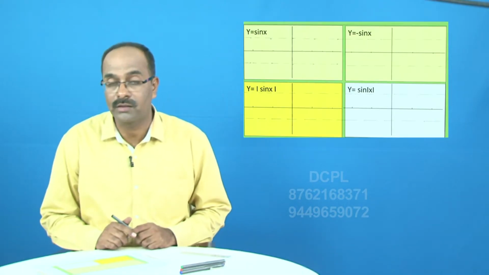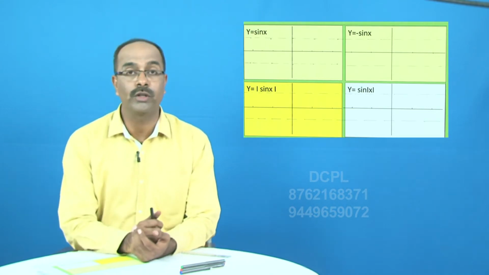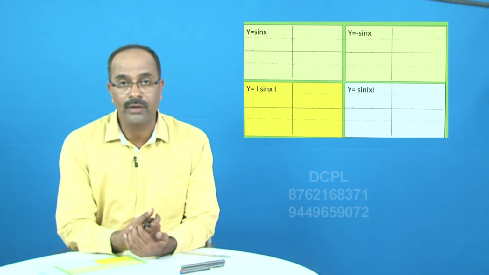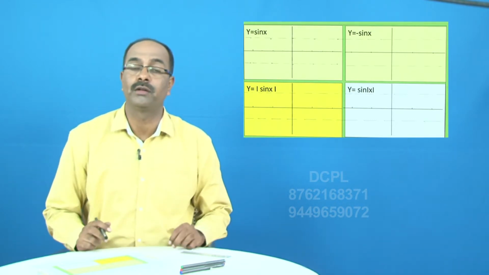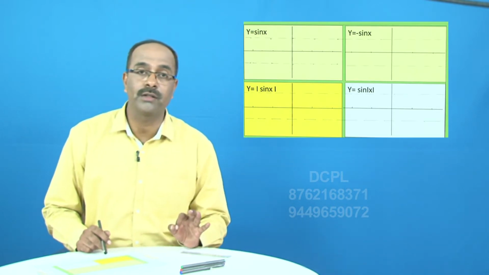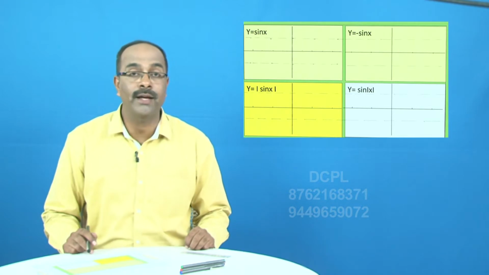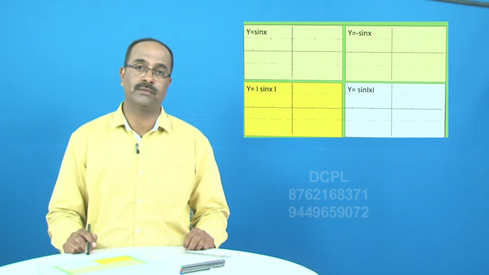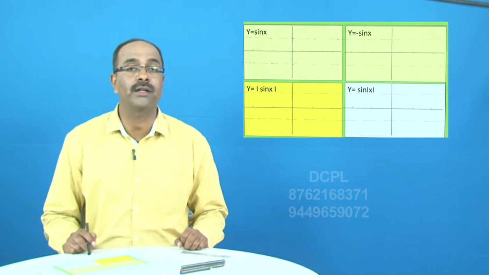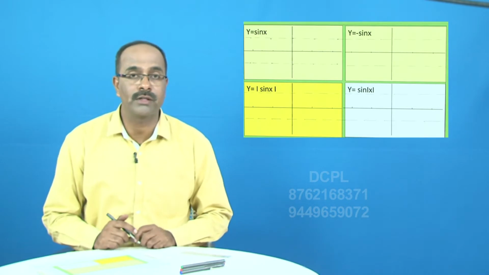Now, let us analyze the sin x graph. Dear students, you should be knowing this. Sin x is a periodic function with period 2 pi. And sin x is an odd function. The domain of sin x is the set of all real numbers. The range of sin x lies between -1 and +1. With this knowledge, let us draw the graph of sin x. You should have studied this in your high school or maybe in your 11th standard.